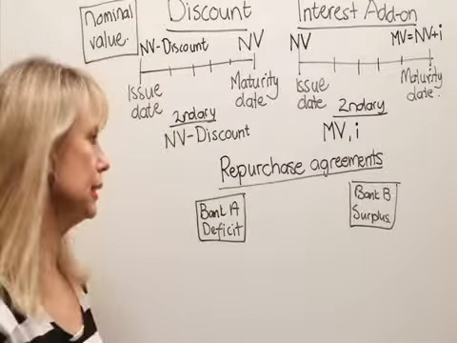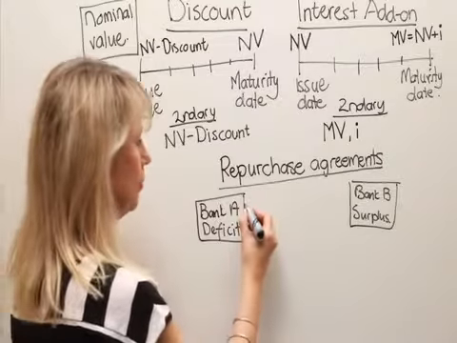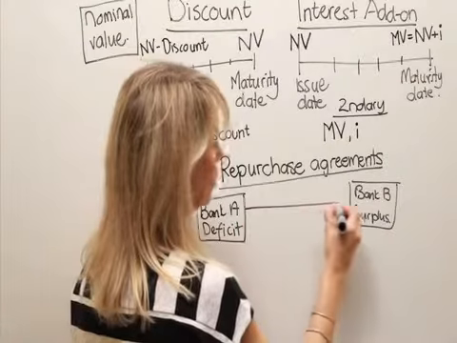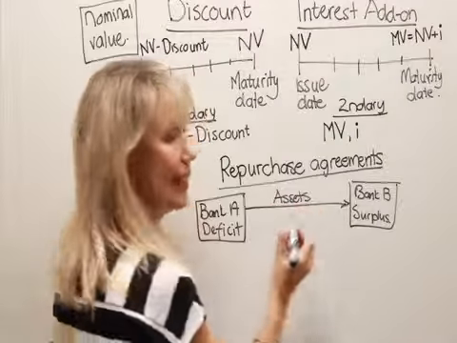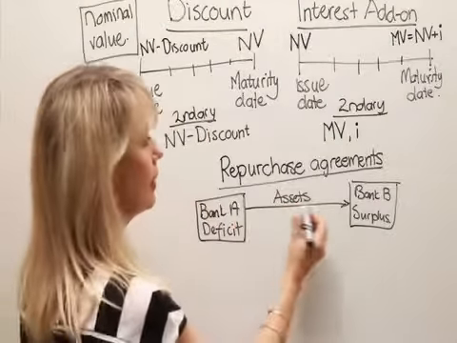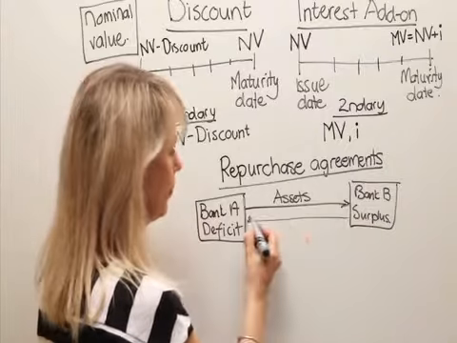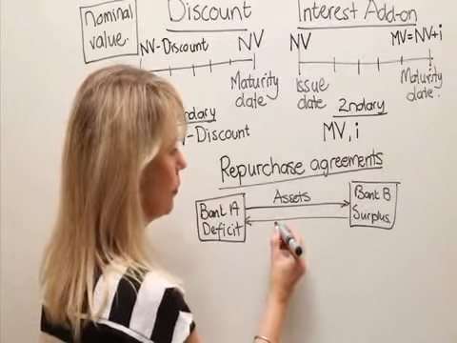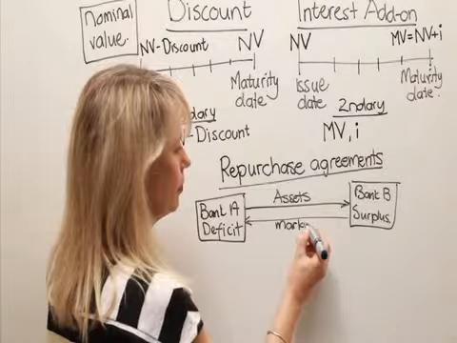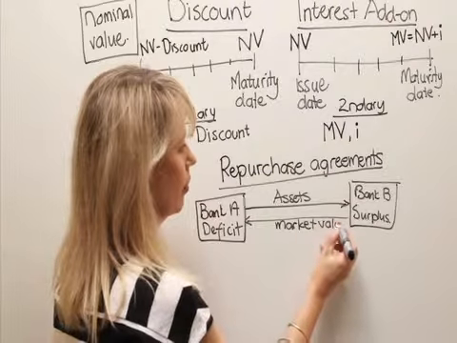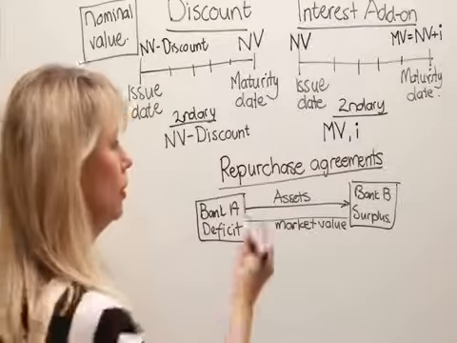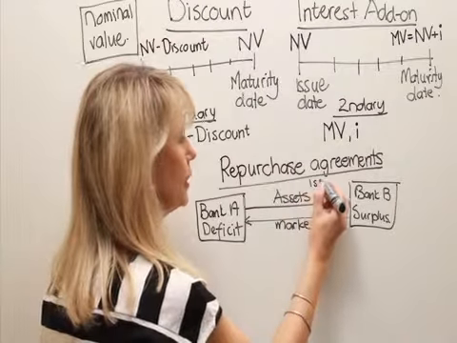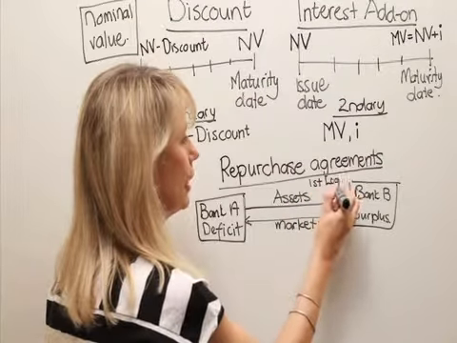Right, now what happens now is that Bank A sells certain assets. We call these the underlying assets. They sell these assets to Bank B and they will receive the market value of these assets from Bank B. Now this is called the first leg of the transaction.